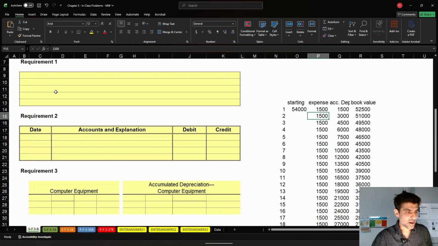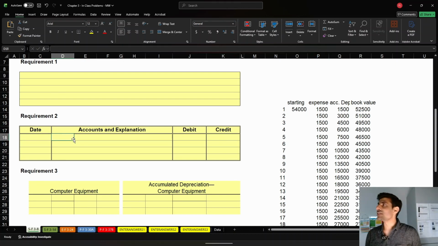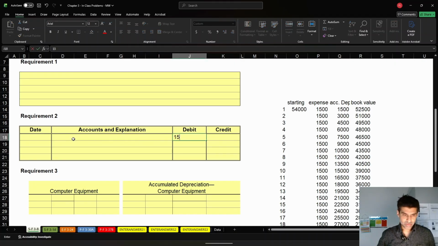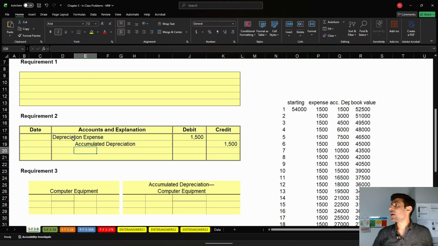Okay, so what accounts are involved? What did I just calculate here? What is this $1,500? What does it represent? Depreciation expense. Yes. So I'm going to take an expense, just like any expense. It is debit normal. So depreciation expense, and accumulated depreciation is the contra asset account. Okay, so this is May 31st.